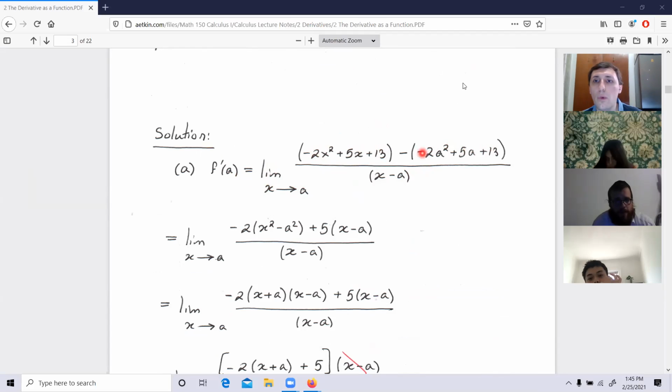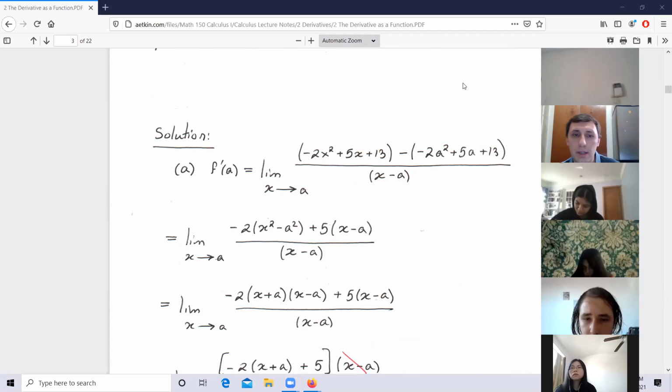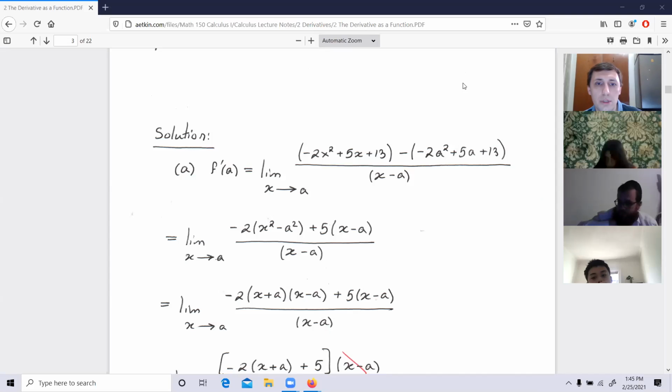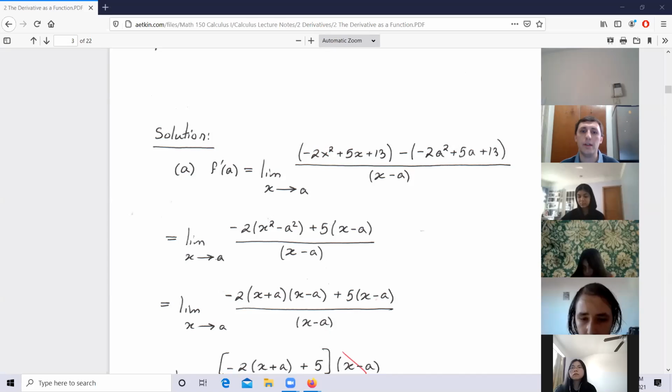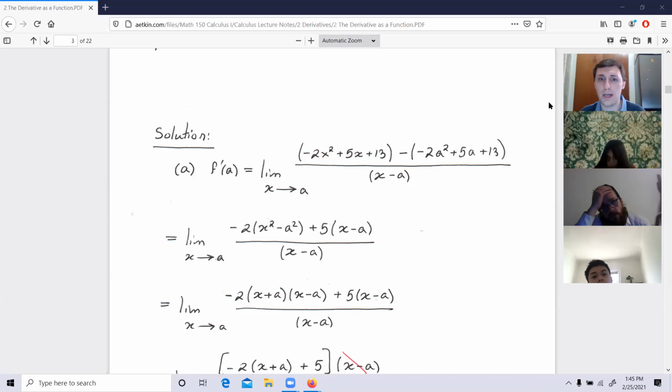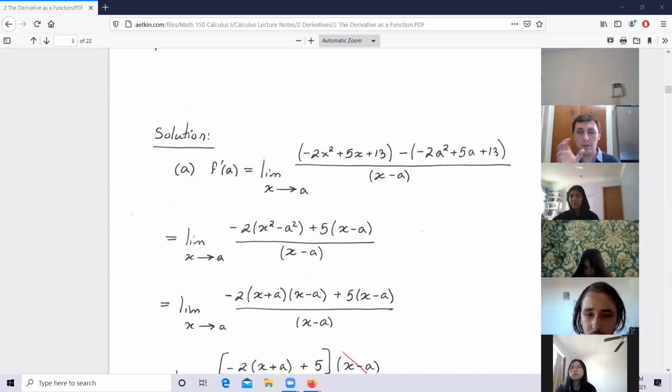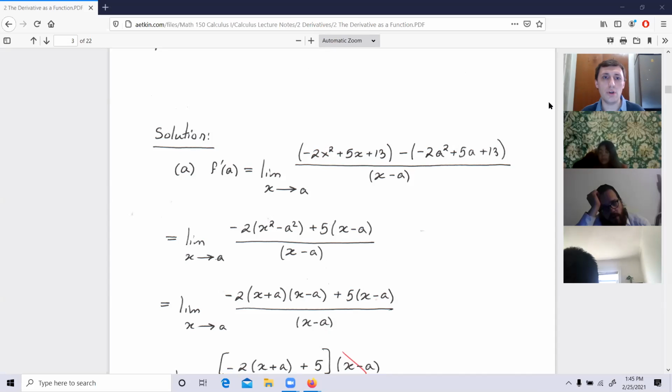Now, what I do next is I group like with like. And you can actually skip a lot of steps. You understand? I would right away know if it's minus 2x squared, I know that when I simplify, it would be minus 2, parentheses x squared minus a squared. And if the next term is plus 5x, I know that when I simplify, it's going to be plus 5 times x minus a. You understand?